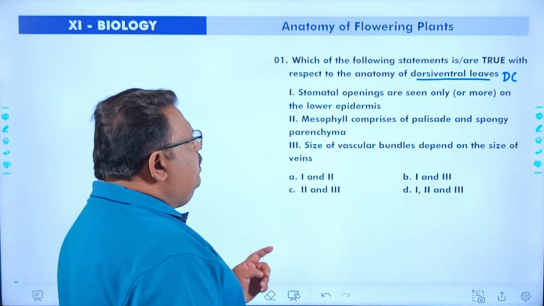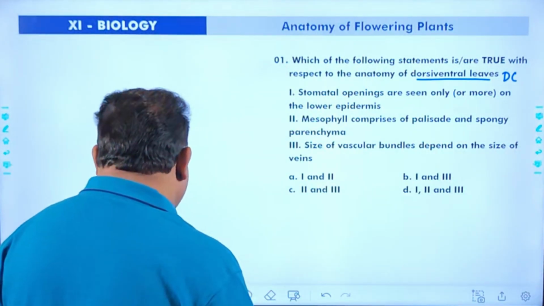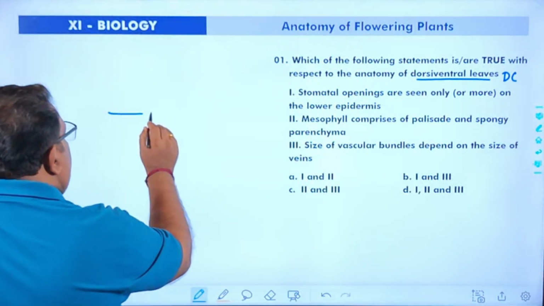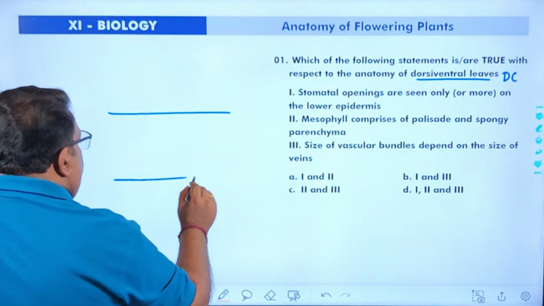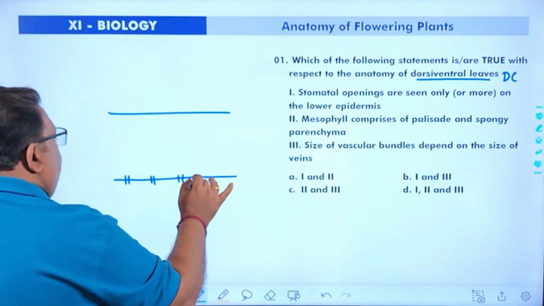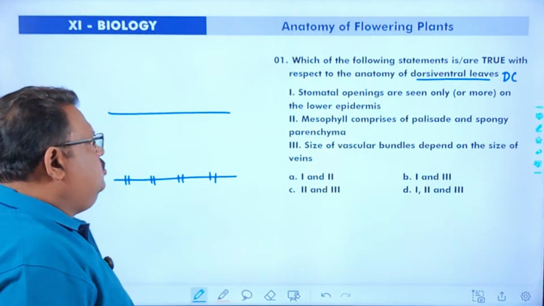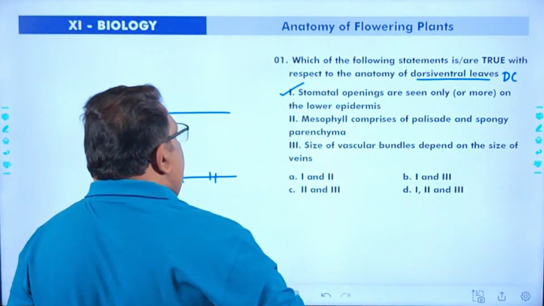So first statement, stomatal openings are seen only or more on the lower epidermis. So here there is upper epidermis, lower epidermis, and the stomata can usually be seen in the lower epidermis. So the leaf is also called hypostomatous. So statement 1 is true.